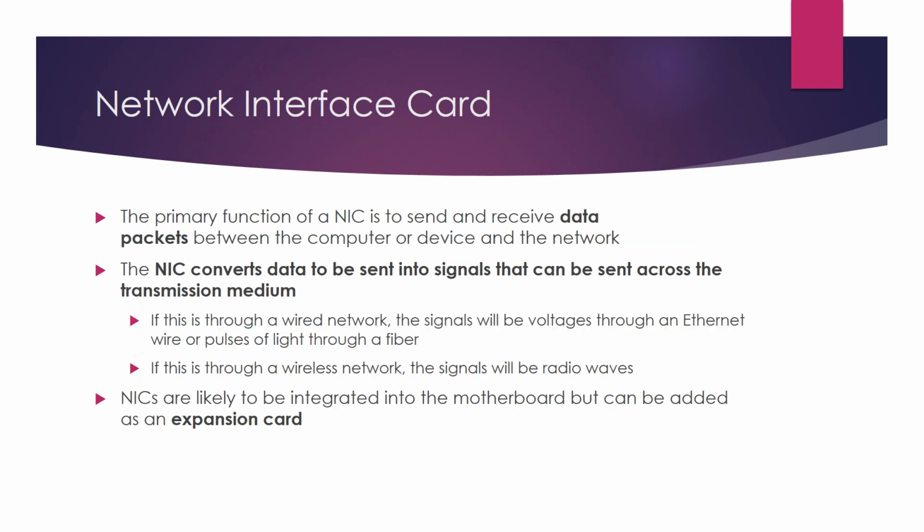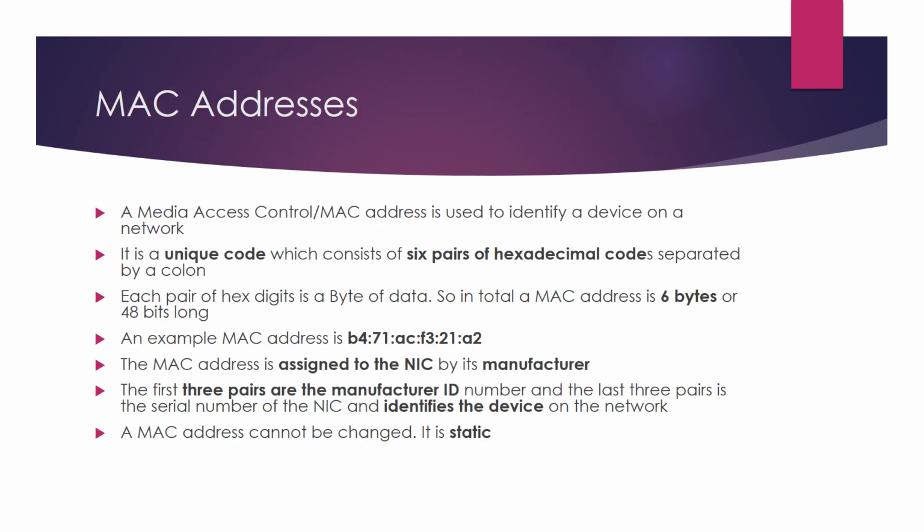The network interface card is used to send and receive data packets between the computer or device and the network. The NIC converts data to be sent into signals that can be sent across the transmission medium. If this is through a wired network, the signals will be voltages through an Ethernet wire or pulses of light through a fiber. If it is through a wireless network, the signals will be radio waves. NICs are likely to be integrated into the motherboard but can be added as an expansion card.